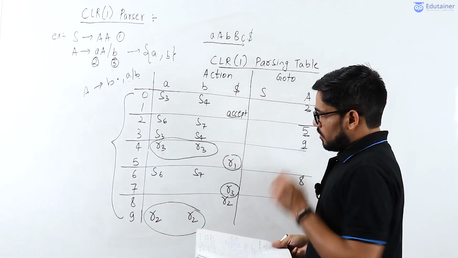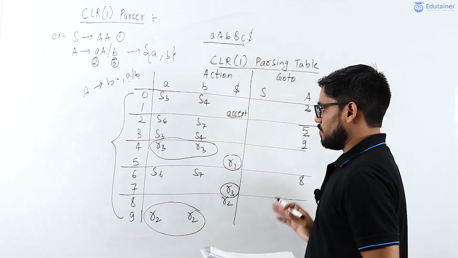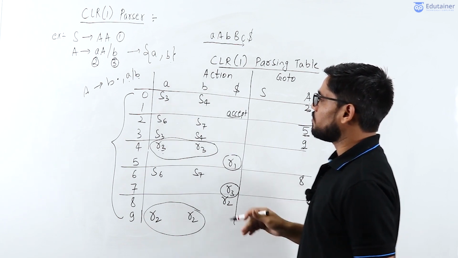Okay, so this is the CLR1 parsing table. Now LALR1 parsing table.